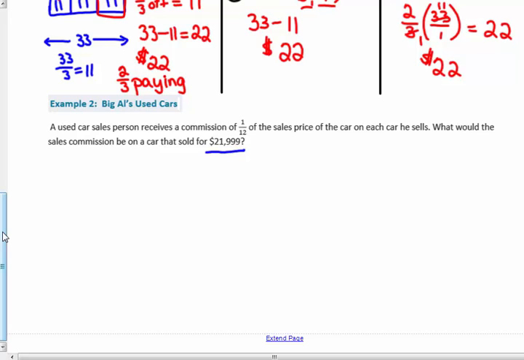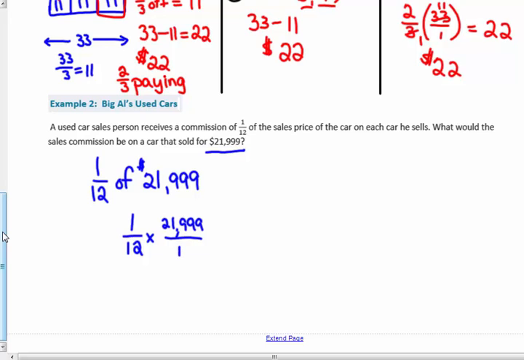I only want to find the fractional part. I want to find what is 1/12 of the $21,999. That's what I want to find in this question. What's the salesman going to get? Well, of means multiply in mathematics. So I'm going to take 1/12 and multiply it by 21,999 over 1.